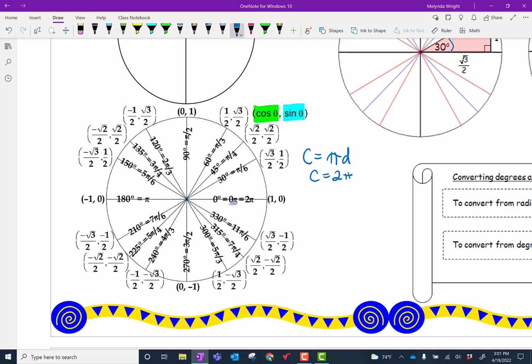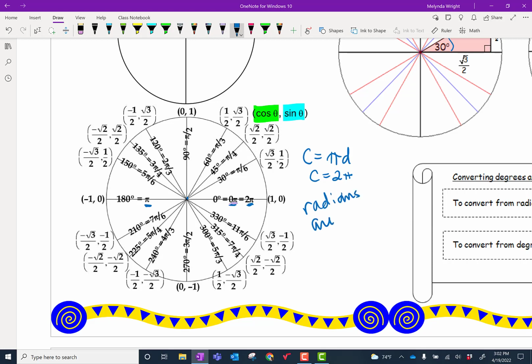We can relate this to radians. As we're traveling around the circle, we start out at 0 pi, and we go all the way around. We hit pi right here, keep going, and we get back to 2 pi. So there is a relationship between the circumference of the unit circle and radians. Radians, though, are another way to measure an angle. Radians are an angle measure.